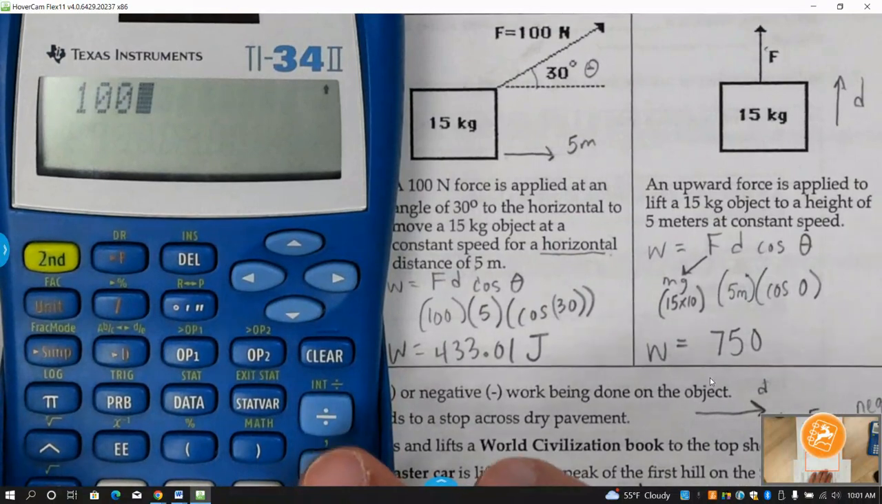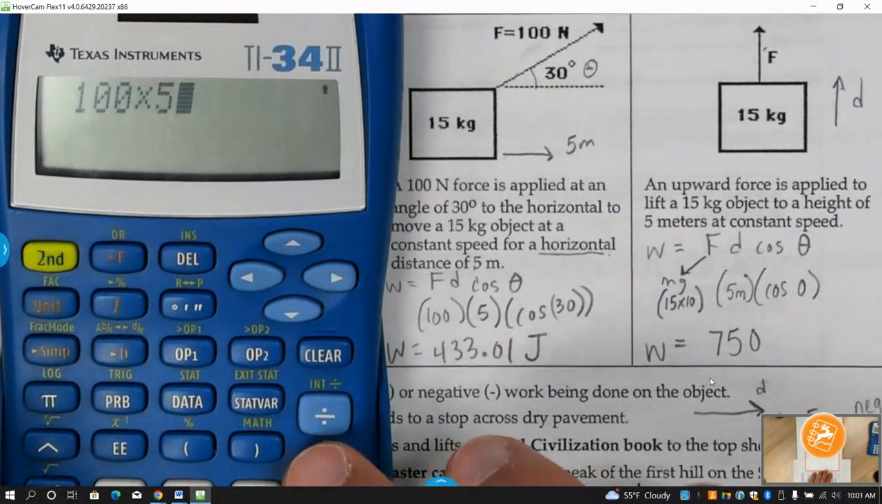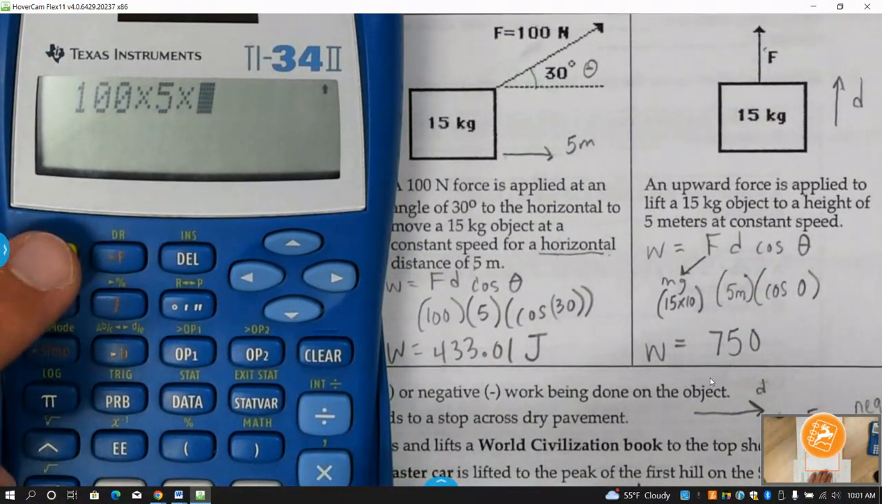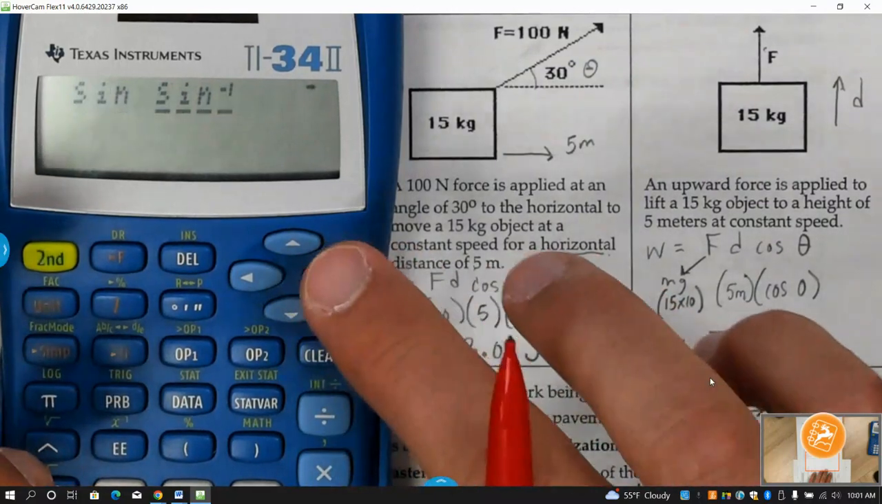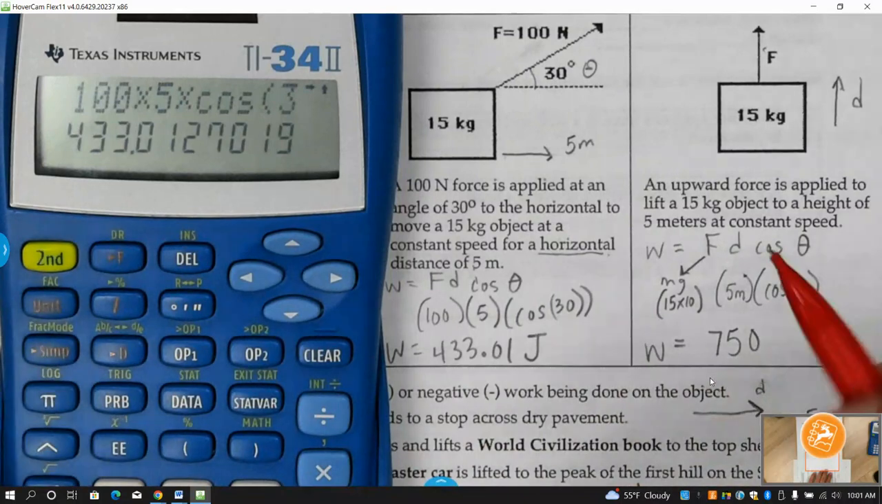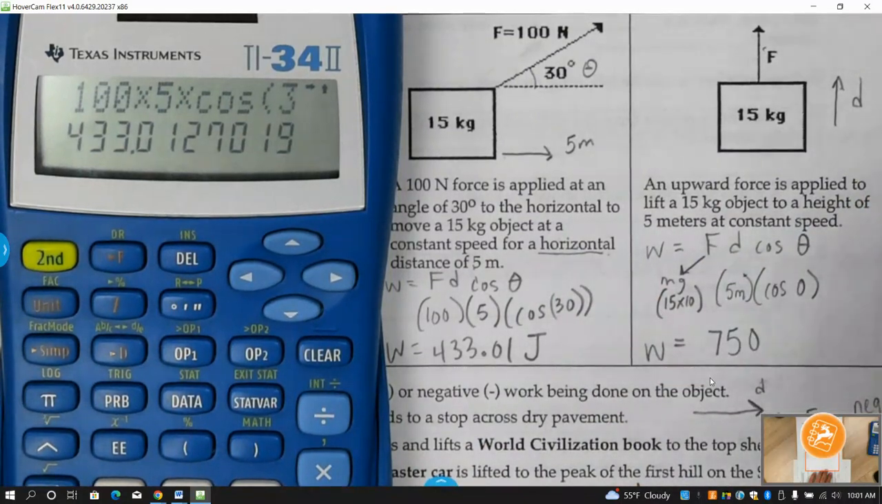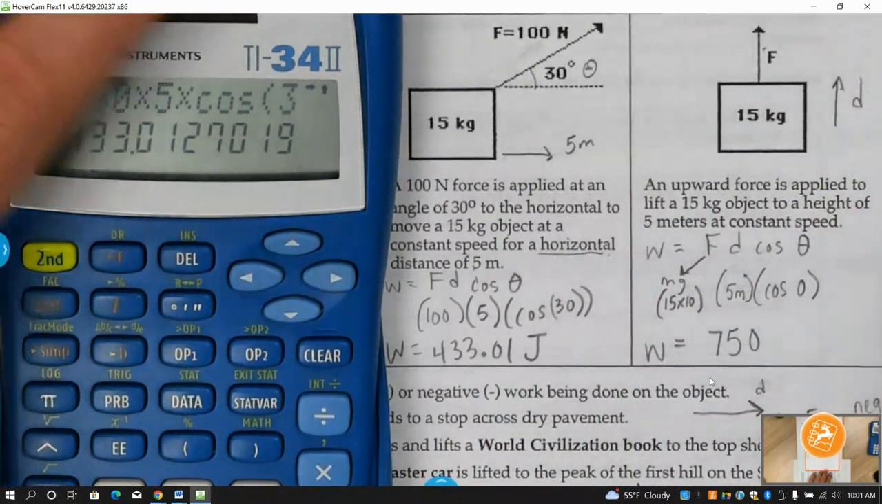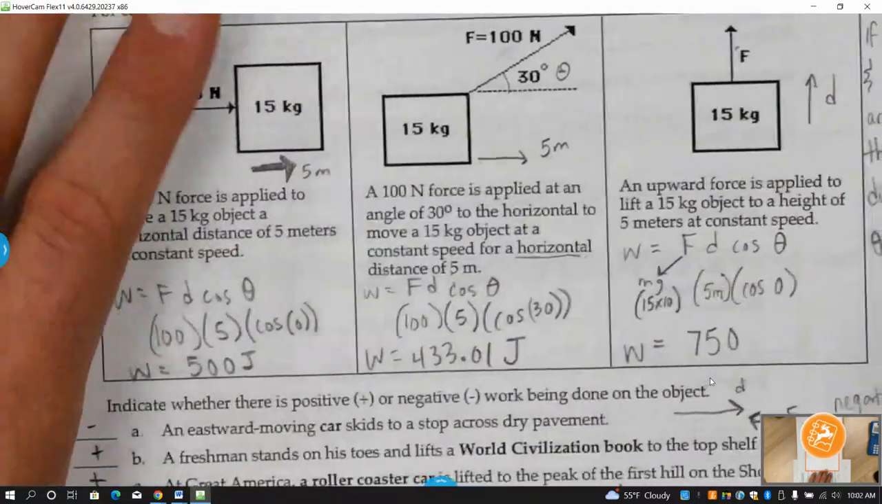So we do 100 times the distance times cosine of our angle, and yes, you get your 433.012 and change, and the unit is joules.